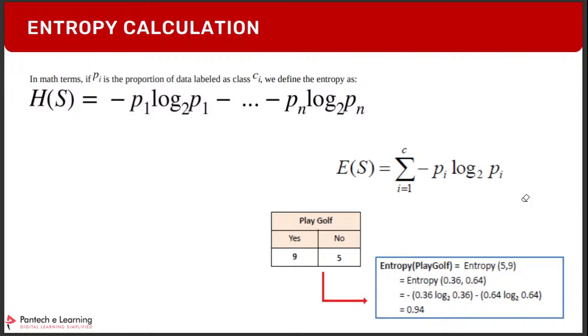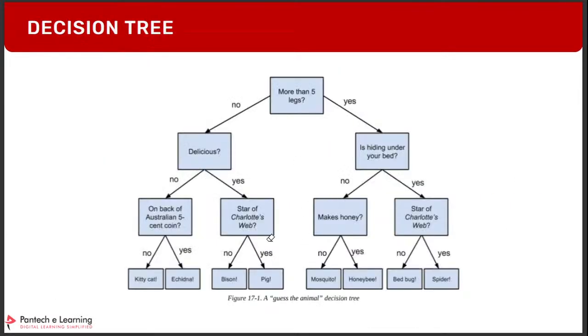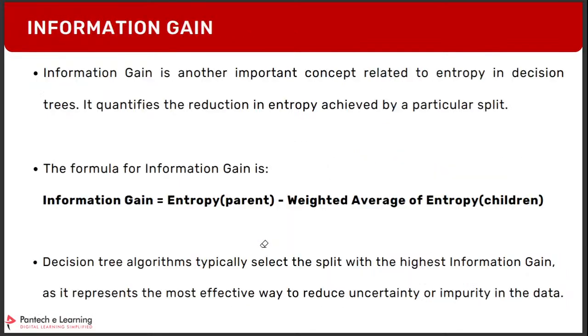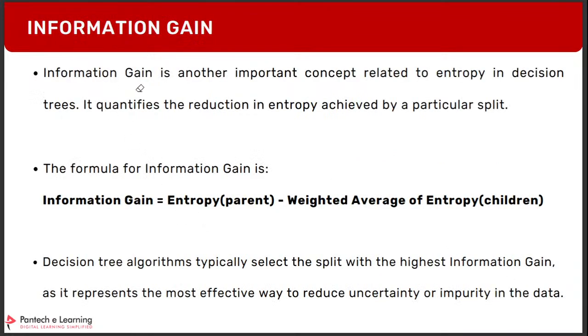By the end, you should be getting a value which is very low. So in whichever split you get a low value, that can be the best one. The algorithm also uses another measure, information gain, which uses entropy once again. Now you know how to calculate entropy. Information gain is another important concept related to entropy in decision trees, and it quantifies the reduction in entropy achieved by a particular split.